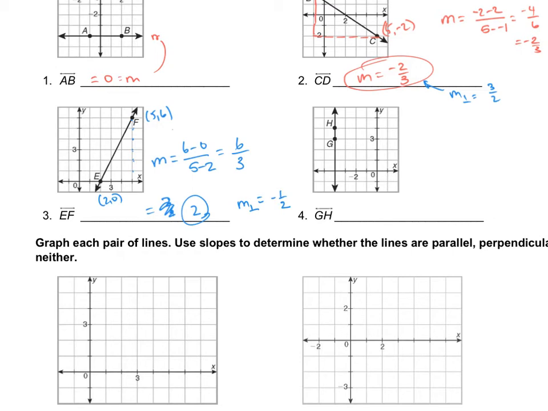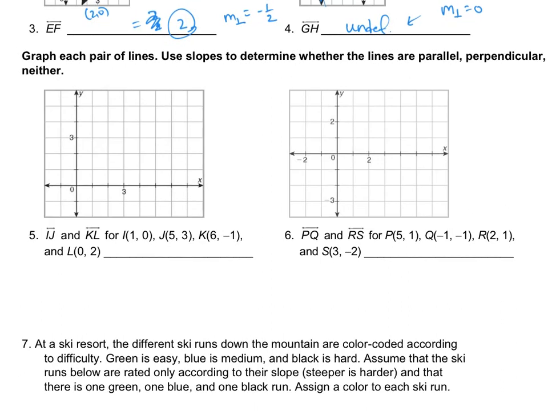All right, let's do this last one. Well, look, the line goes up and down, so the slope is undefined. Okay? What's perpendicular to undefined, by the way? Perpendicular would be 0.